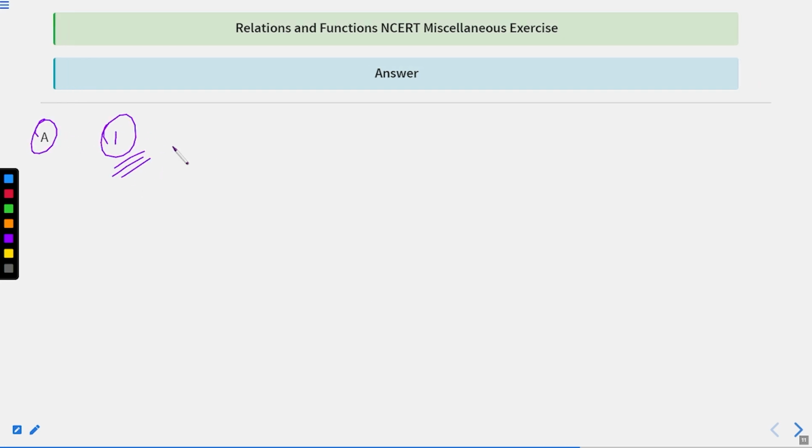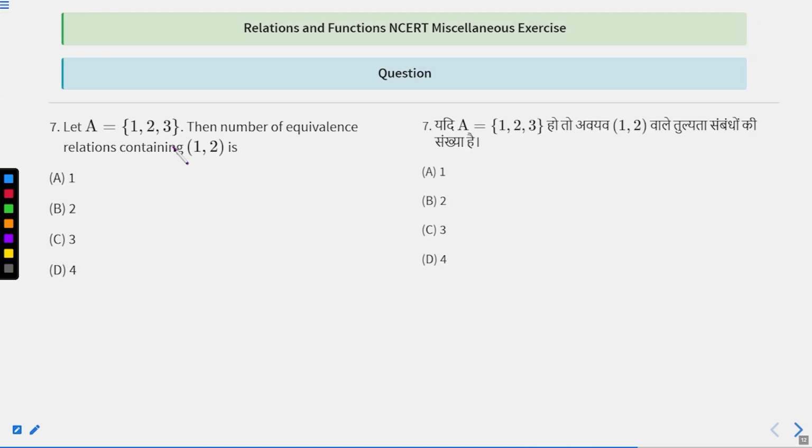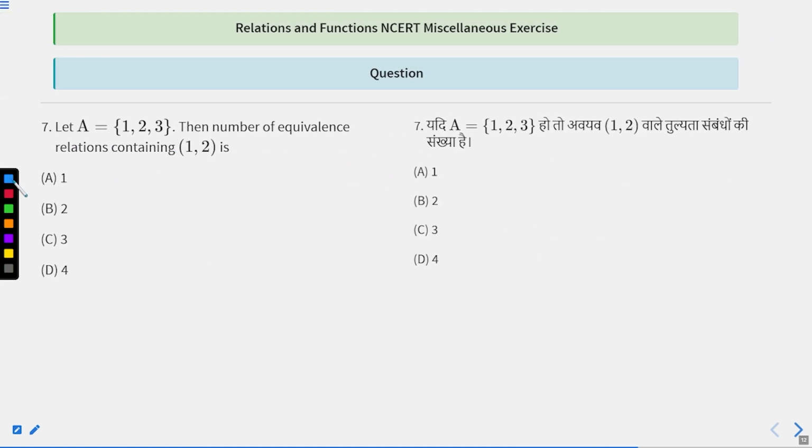Let's move to the next question. This will be our last question for this lecture. The set A is given as 1, 2, 3. Then the number of equivalence relations containing this pair. So we have to find equivalence relations containing just this pair. Let us construct.